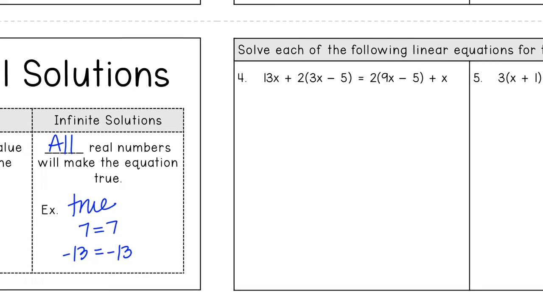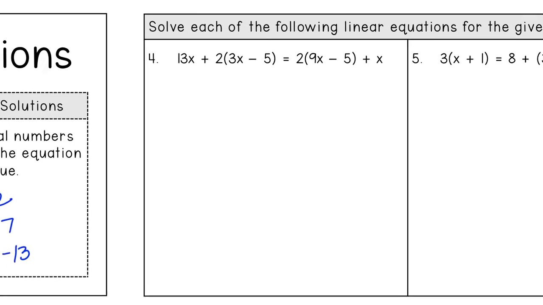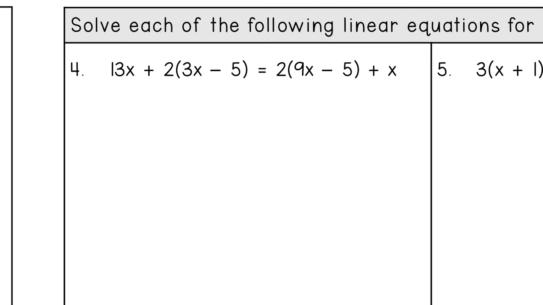Okay, so we have 3 examples of this, and believe it or not, these actually go kind of faster than before.